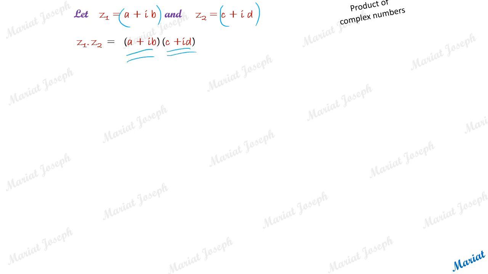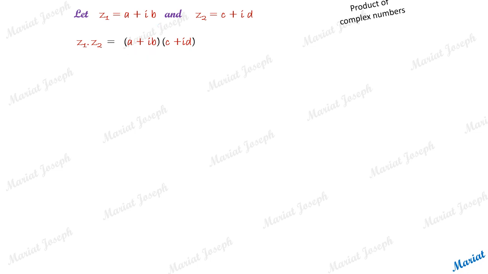Next we will see how we do the product of two complex numbers. Two complex numbers a + ib and c + id, z1 into z2. How to perform? I'm just going to write the two complex numbers in the multiplication form here. Z1 is this, z2 is this. Now simply apply the distributive property.